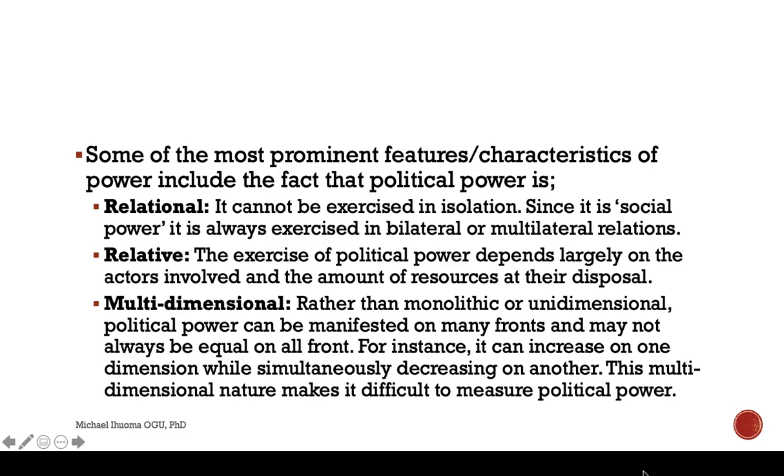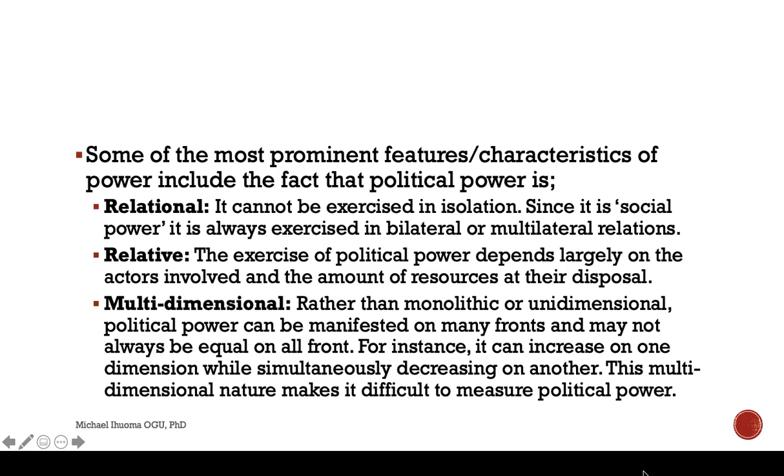So, for instance, using Nigeria and Togo as an example still, and then Nigeria and France, if Nigeria has political power or exercises political power over Togo's educational industry, over Togo's economic sector, over Togo's manufacturing sector, over Togo's power sector, those are four sectors that Nigeria exercises political power over Togo. All right, it might not be the same as the sectors in which Nigeria will exercise power over France, and vice versa.